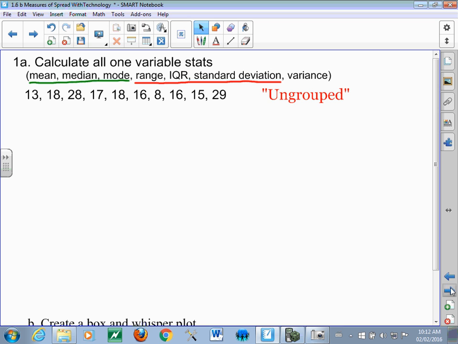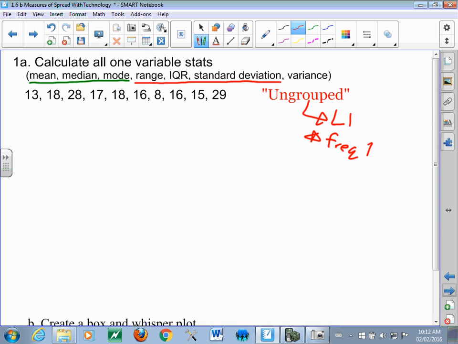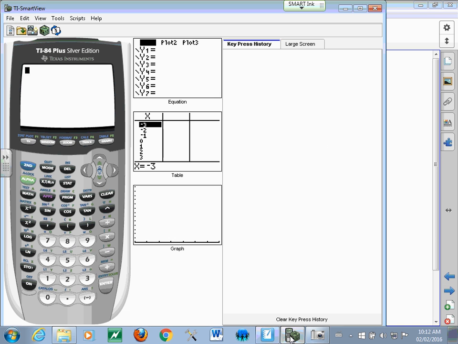Notice that this is ungrouped, okay? So when it's ungrouped, we are just going to use L1 only, which means each one has a frequency of 1, and your graphing calculator will know that. All right, so I'm going to flip over to the graphing calculator. Mine's a little different than the one you're going to see in class when you practice, but the buttons are exactly the same. So you're going to reset the calculator, so look on the sideboard where it says the buttons to press and reset them.